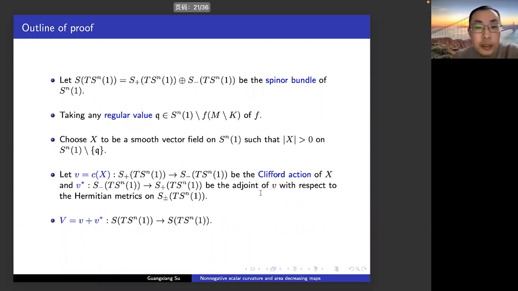Now we consider the sphere bundle, and we take a regular value in the complement of the image of F outside K. Then we can take a smooth vector field on the sphere such that the length of the vector field is positive on S_A minus Q. Then we define V equals c(X), the Clifford action by X, and V star is the adjoint of V. We take V plus V star, the operator on the spinor bundle, and it is self-adjoint on the spinor bundle.